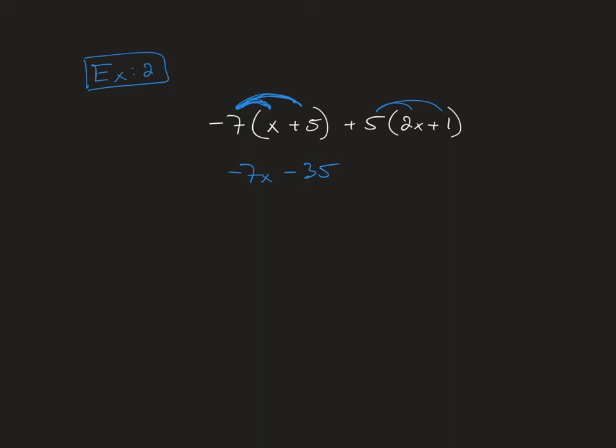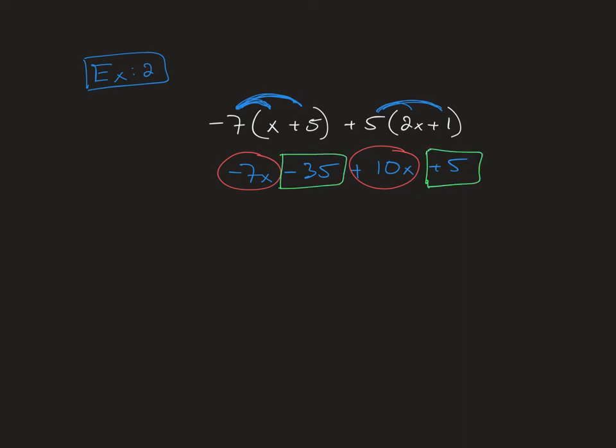Then on the right, I have 5 times 2x. That's plus 10x, positive 10x. And then the last thing is 5 times 1 is 5. All right, now I'm looking for like terms. So I have a negative 7x and a plus 10x. And then I also have a negative 35 and a plus 5.